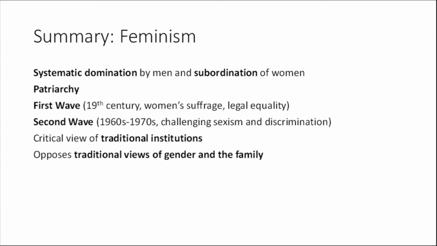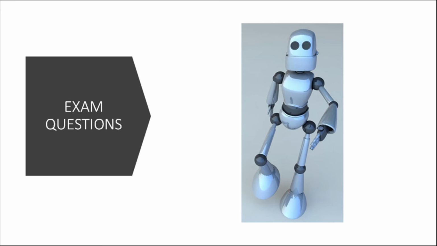Feminism has a critical view of traditional institutions. It sees them as, for the most part, deeply sexist, deeply patriarchal, and it opposes traditional views about gender and the family, which it sees as leading to the subordination of women. Let's look at some exam questions involving feminism.